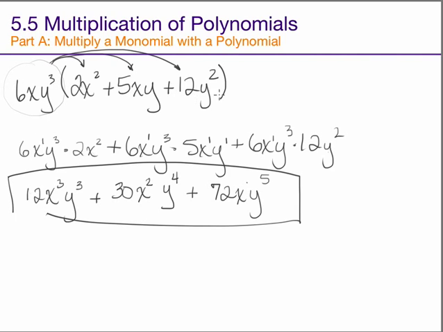6xy cubed times this polynomial is this polynomial. We've removed the parentheses in the same ways we did using distribution with just a number in front. So really we've already done this. This is a combination of the distributive property of multiplication over addition and multiplying monomials using rules for exponents.